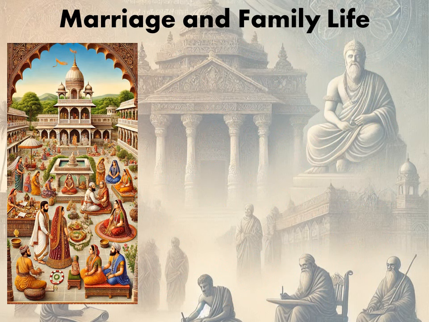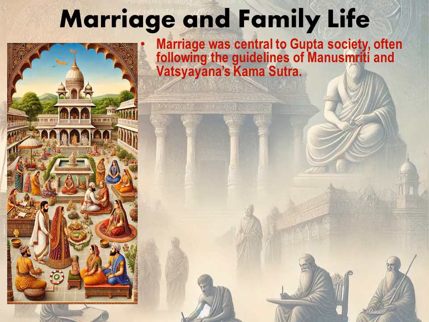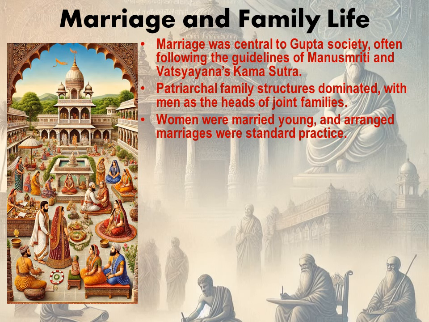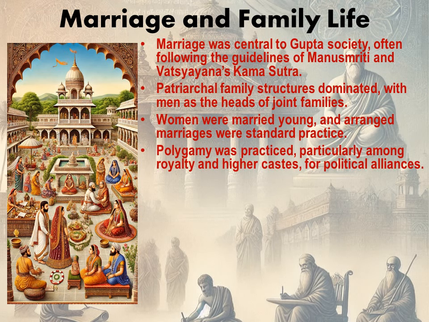Marriage and family life. Marriage was central to Gupta society, often following the guidelines of Manusmriti and Vatsayana's Kama Sutra. Patriarchal family structures dominated, with men as the heads of joint families. Women were married young, and arranged marriages were standard practice.